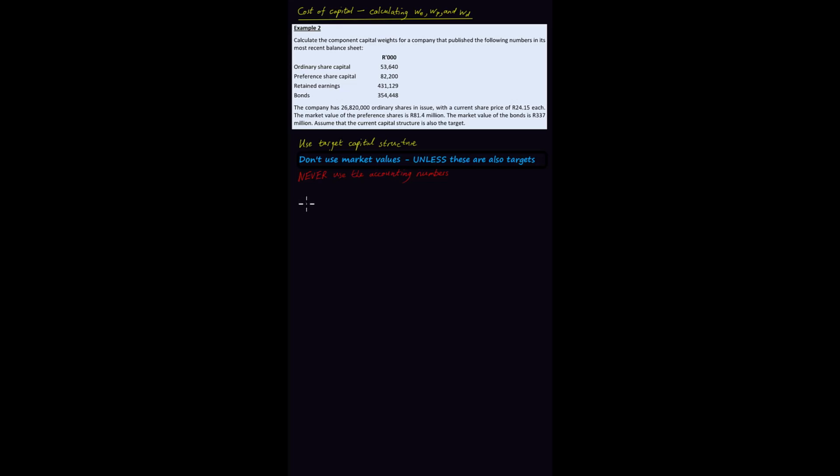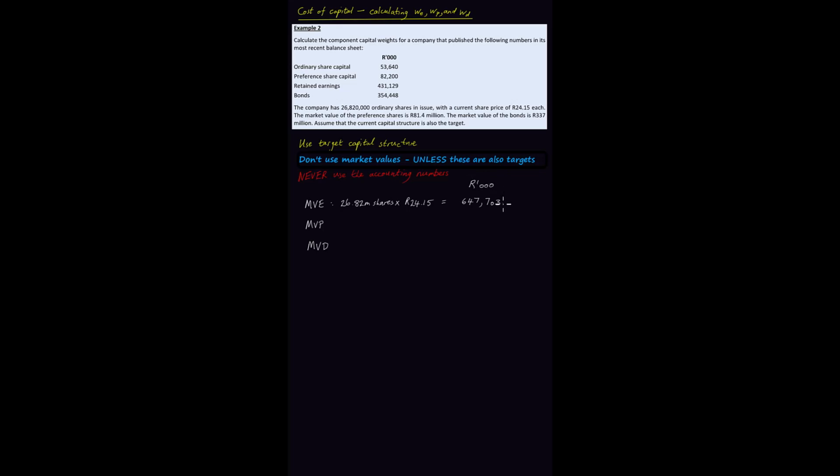And we immediately begin by setting up a schedule in which we calculate the market values of equity, preference shares, and debt. Beginning with equity, we need to do a minor calculation in order to demonstrate our understanding of what market capitalization for a company is, which is in this case 26.82 million shares, which have a current share price of R24.15 each for a total of 647,703,000. And I think to save on those trailing zeros, we're going to be working in units of 1,000 Rand from here on.